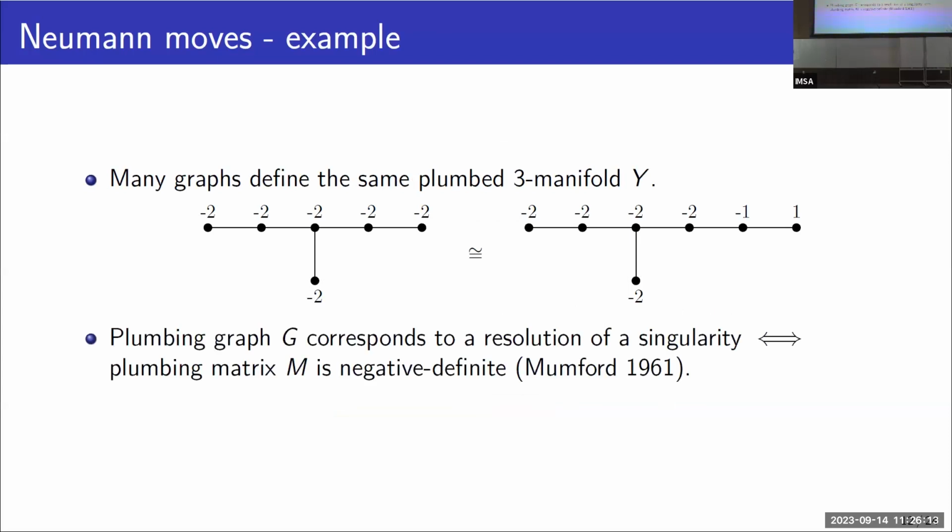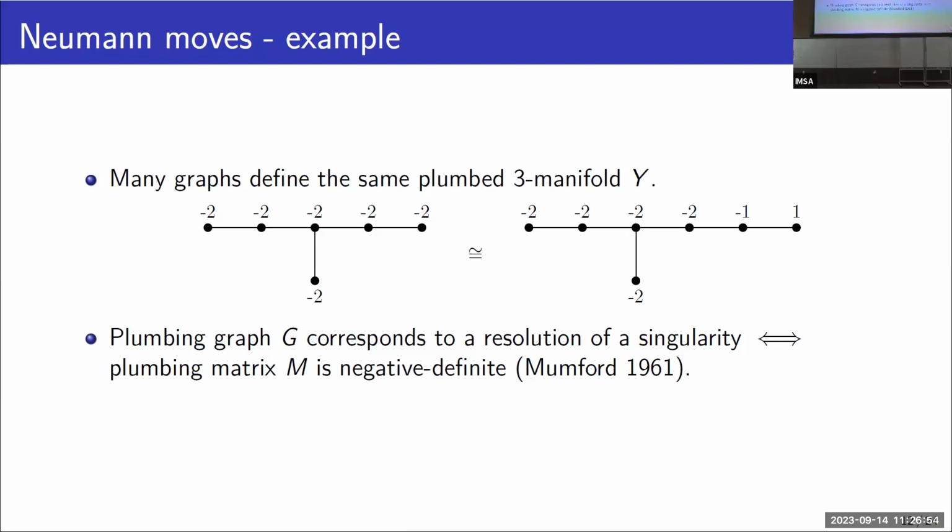And as I said, the plumbing graph corresponds to the resolution of a singularity. The exceptional divisors have self-intersections given by the Euler numbers, and they intersect each other according to the graph. There is this famous result of Mumford from '61, which says that if we have a resolution of a normal surface singularity, then the matrix must be negative definite. So in particular, this means that the plumbing matrix of a link of a singularity also needs to be negative definite, because it's the same matrix.